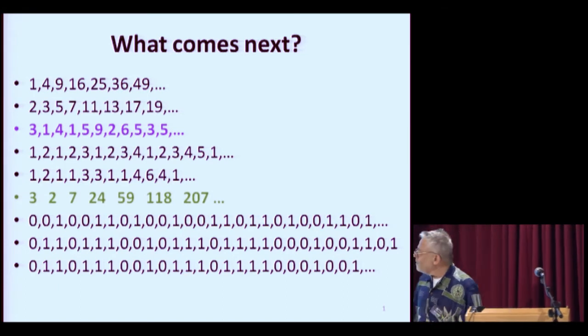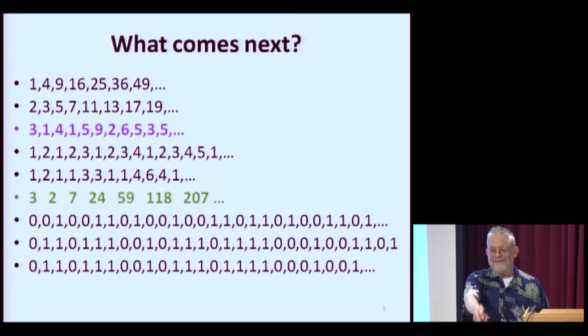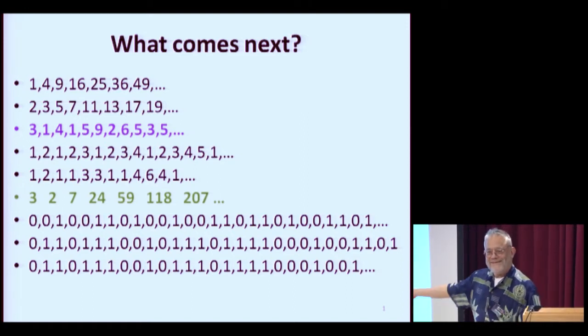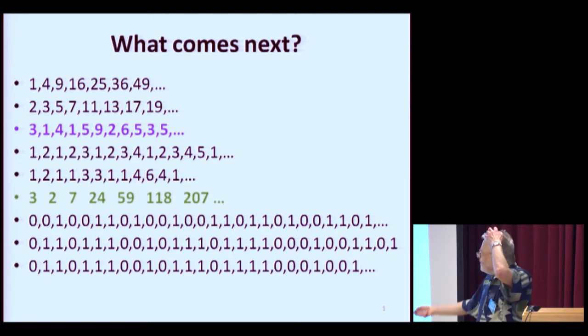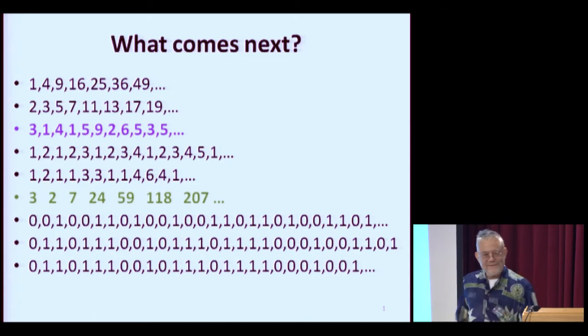So you've seen things like this: 1, 4, 9, 16, 25, 36, 49. What comes next? 64. After 49, what comes next? 64. Okay, 2, 3, 5, 7, 11. What comes next? So you got the primes there, so you got the squares, the primes. 3, 1, 4, 1, 5. Pi. So it's good. 1, 2, 1, 2, 3, 1, 2, 3, 4, 1, 2, 3, 4, 5.